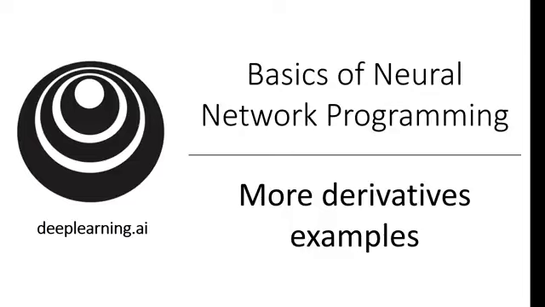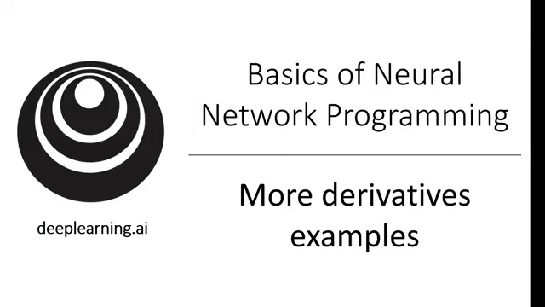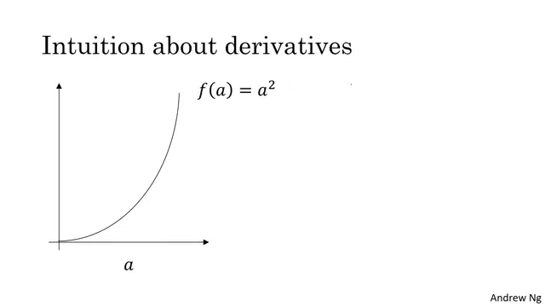In this video, I want to show you a slightly more complex example where the slope of the function can be different at different points of the function. Let's start with an example. Here I plotted the function f of a equals a squared. Let's again look at the point a equals 2. So a squared, or f of a, is equal to 4.